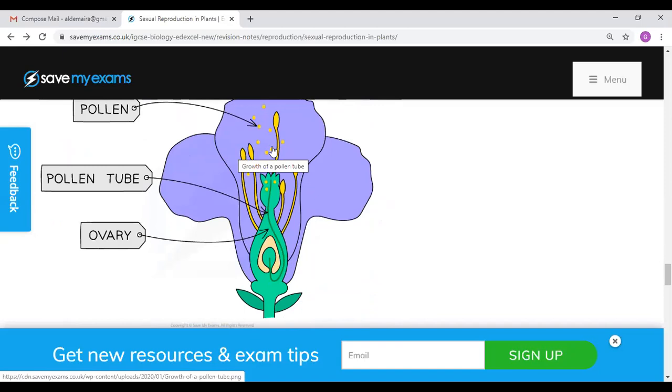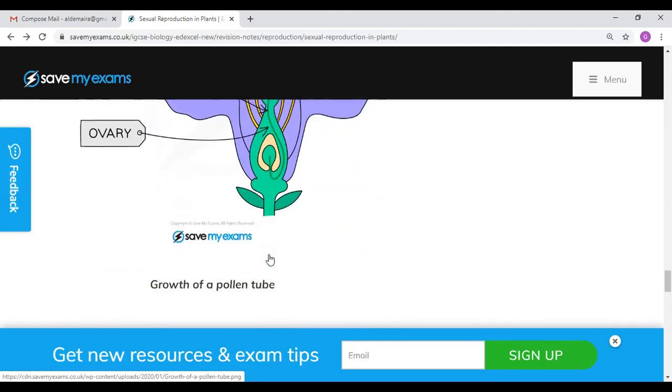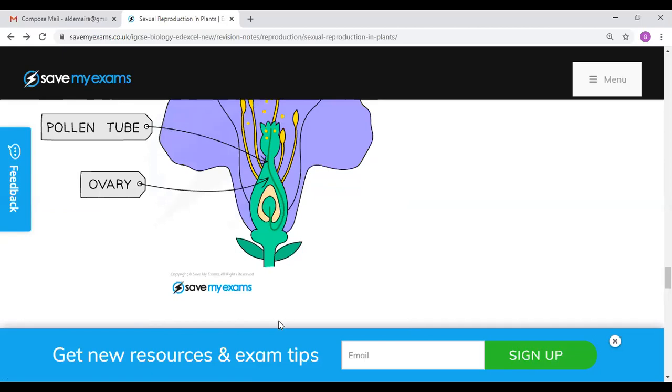Again, they're showing us the pollen grain would land on the stigma, and then the pollen tube would grow down until the nucleus of the male plant can get inside to where the ovum is, because you have to have fusion of the two of them. All right, so the notes.